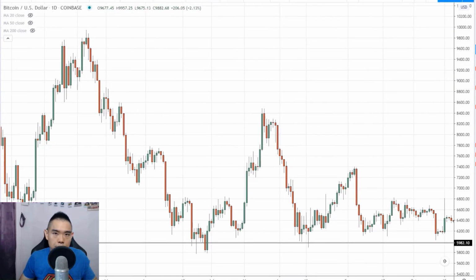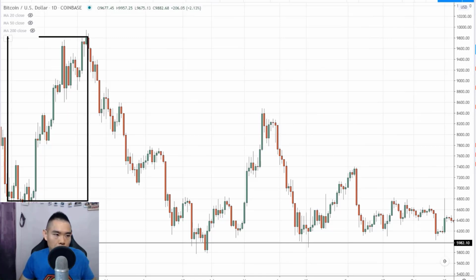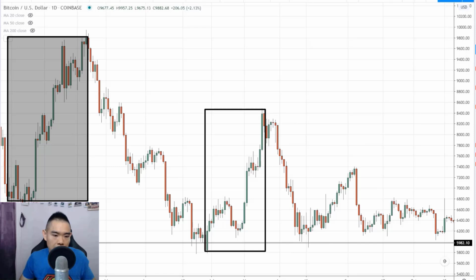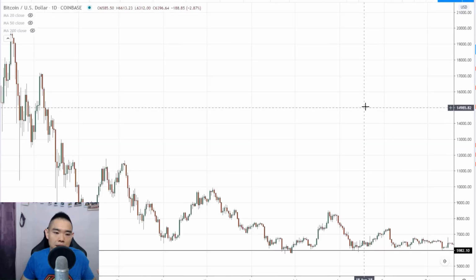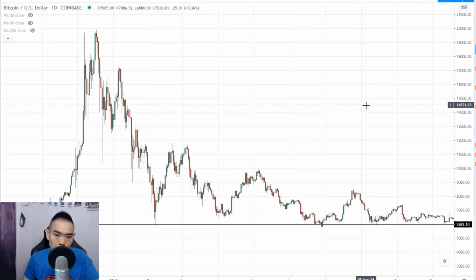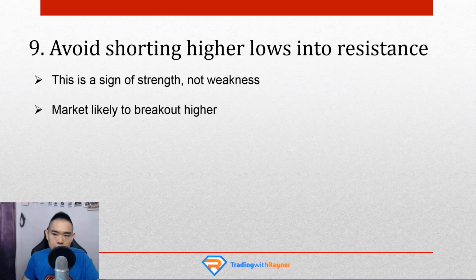first time, support. Oh, no, this is not the first time, but previously there was a very strong rebound. Then this is another rebound. Then you got weaker, and then you get even weaker right now. This tells you that the buying pressure is being contained by the sellers. This is a sign of weakness, and this market is likely to break down lower. So avoid shorting higher lows into resistance, and likewise avoid buying when you see lower highs into support.